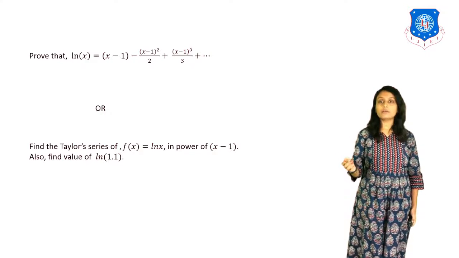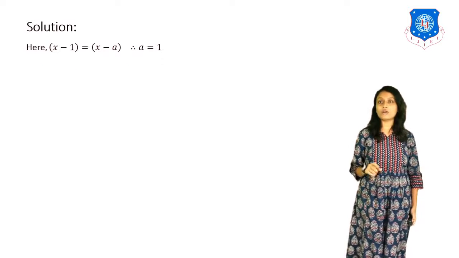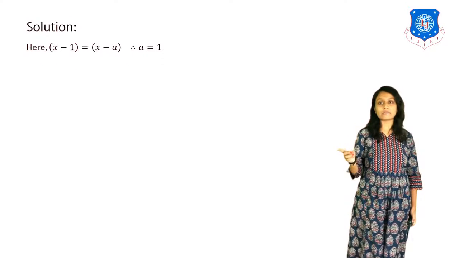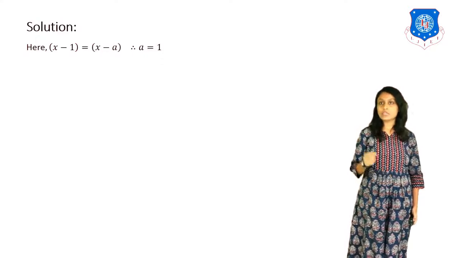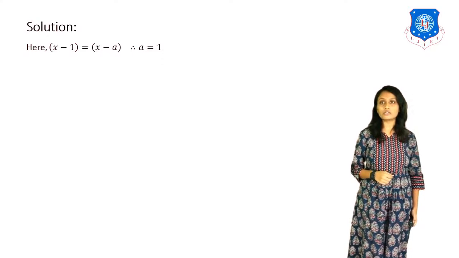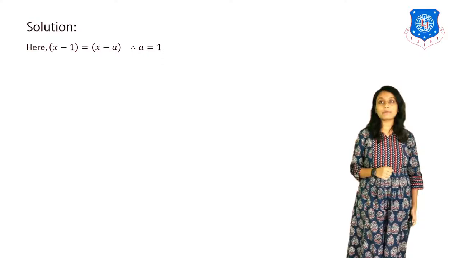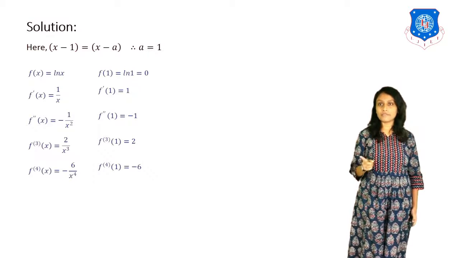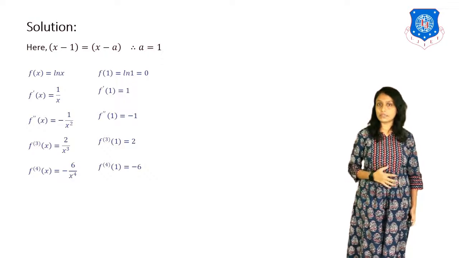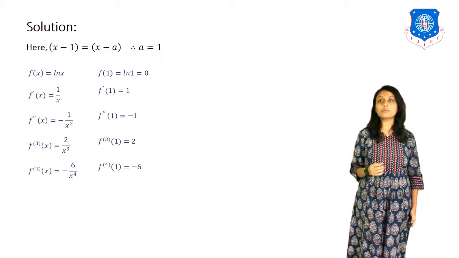As you can see here, we have to expand in powers of x minus 1. So to find a, what we have to do, we have to compare this x minus 1 with x minus a. So from this you will get a is equal to 1. Now next step is what? We have to write function f(x) and we have to find its derivative. Now here function is not a polynomial, so we will find 3 to 4 derivatives.